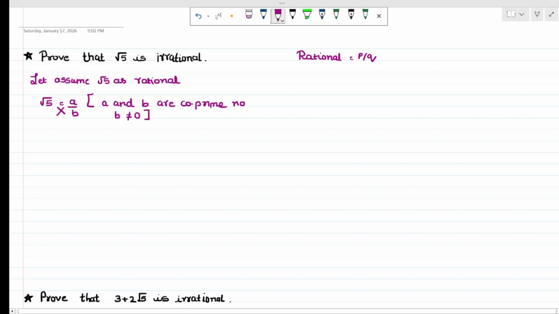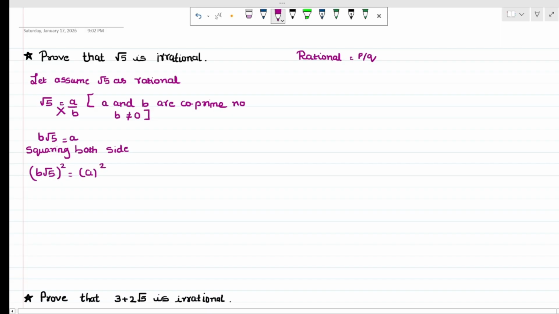Now we are cross multiplying. If b is multiplied over here, we get b root 5 is equal to a. Now the next step is squaring on both sides. That means you are squaring on LHS as well as RHS. So write squaring on both sides. What will you get as your answer? b square times root 5 whole square is equal to a square.